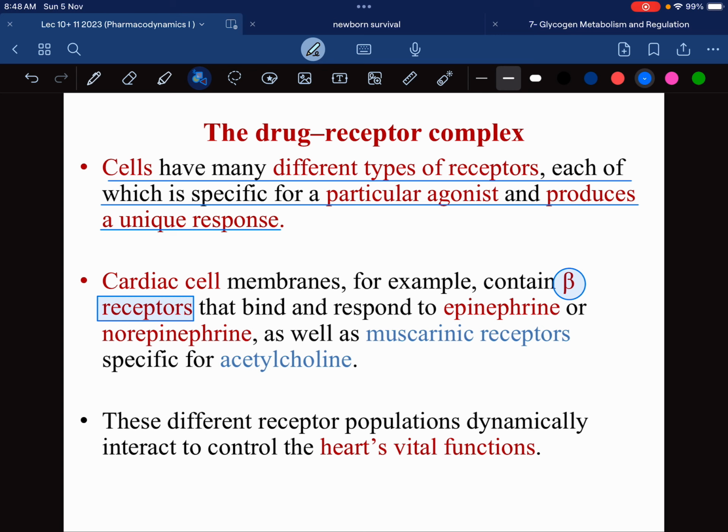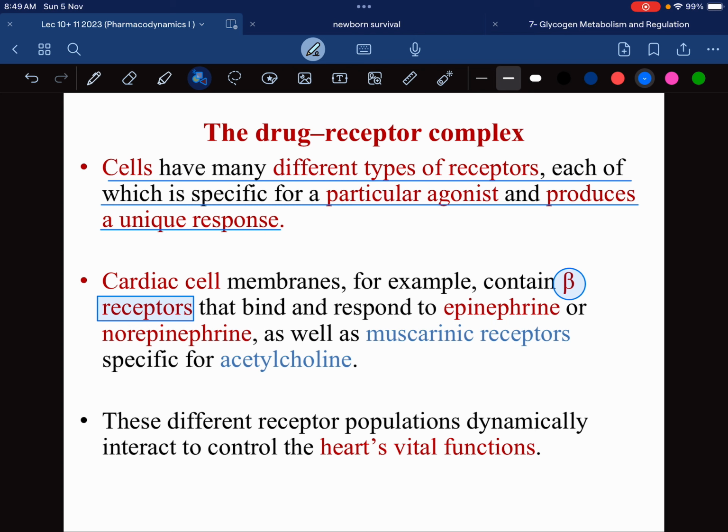In the same heart cell, we have two types of receptors: the beta receptor related to the sympathetic system, and also the muscarinic receptor which binds to acetylcholine, the parasympathetic part of the heart. So there are two different pathways correlated to the heart, and most organs in the body have sympathetic and parasympathetic receptors. So the drug will bind according to its characteristic chemical and binding features to the receptor it's correlated to.